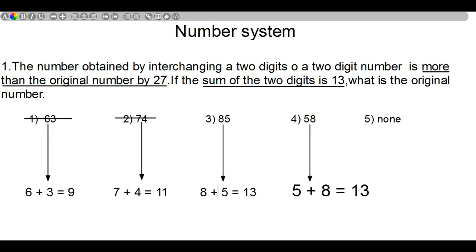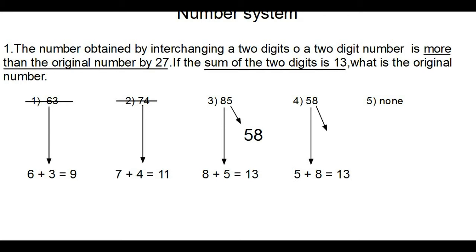Let us now see which of these options satisfy the other condition. That is, if we interchange the 2 digits, the number obtained should be more than the original number by 27. Now, if this number 85 is interchanged, we get 58. And 58 is less than 85. But the question clearly says that the number obtained by interchanging should be more. Since the number obtained by interchanging the digits is less, it can in no way be the correct answer. So even option 3 gets cancelled.